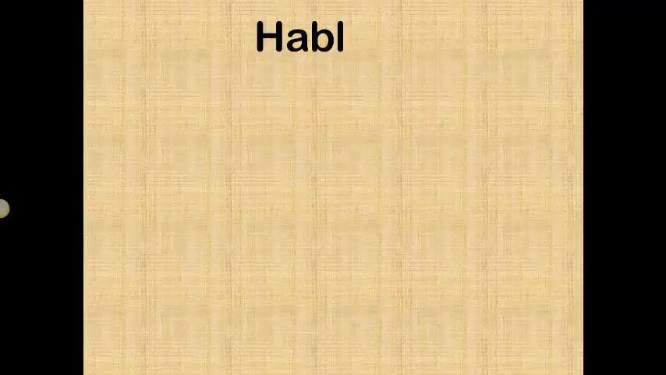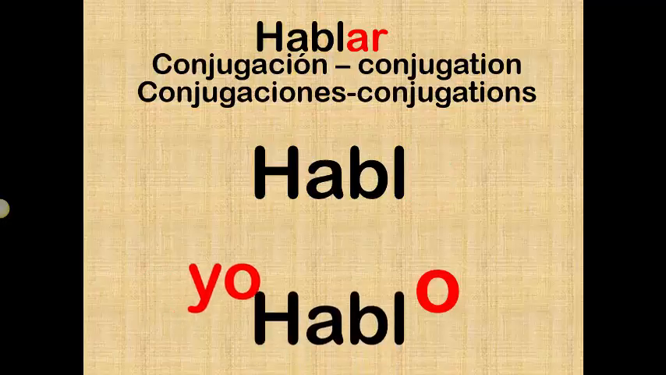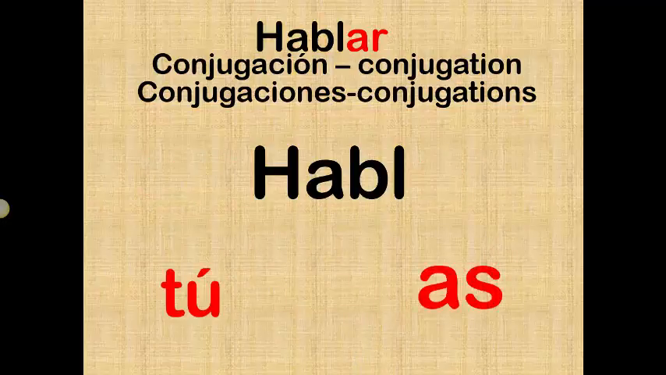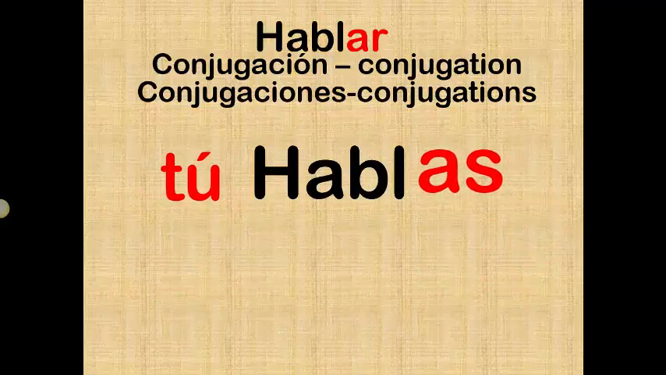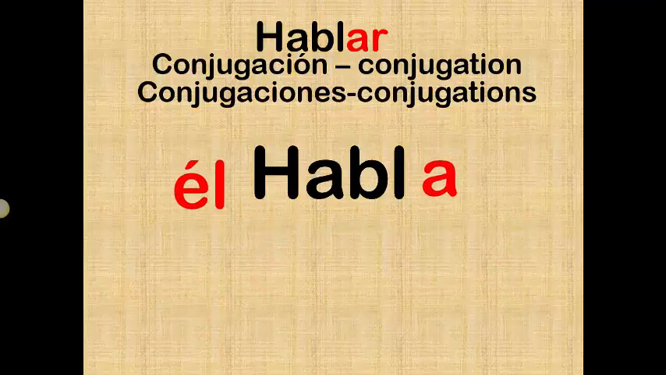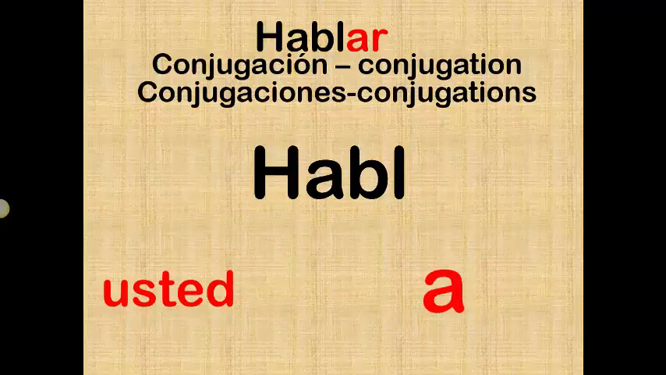So to create a conjugation, you are going to drop the infinitive part of the verb, so you're going to drop the AR, and you are going to add a new ending according to who is actually talking. So if I want to say I talk, I would add an O, and it would be yo hablo. Tú hablas, you talk. Él or ella habla, he or she talks, or usted habla, you formally talk.